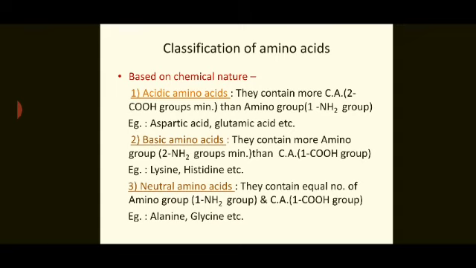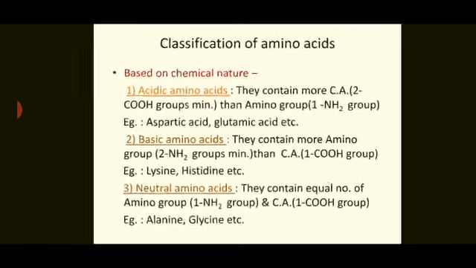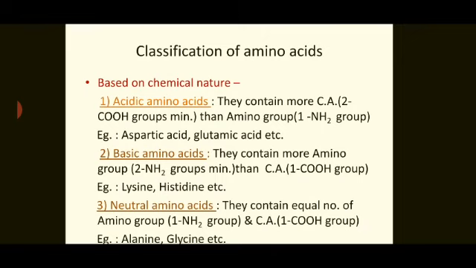How are the amino acids classified? Based on the chemical nature, amino acids are classified as acidic, basic and neutral. As we have already seen, in amino acids both the groups are present. If carboxylic acid groups are more compared to amino groups, then it is called an acidic amino acid. Example, aspartic acid or glutamic acid.